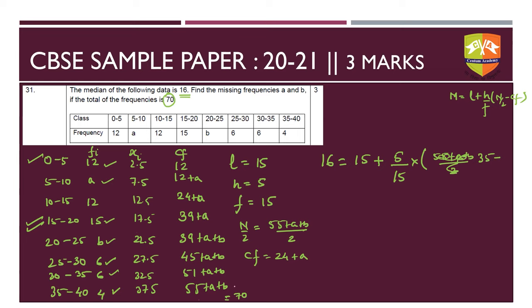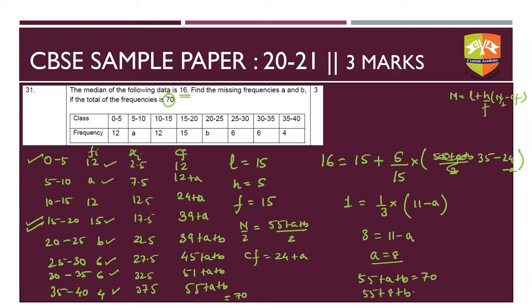Minus CF. CF is how much? 24 plus A. So minus 24 minus A. So 16 minus 15 is 1, is equal to 1 upon 3 into (35 minus 24 is 11, minus A). So 3 is equal to 11 minus A. A is equal to 8. If A is equal to 8, then 55 plus A plus B is equal to 70. So 55 plus 8 plus B is equal to 70. So this implies B is equal to 7.